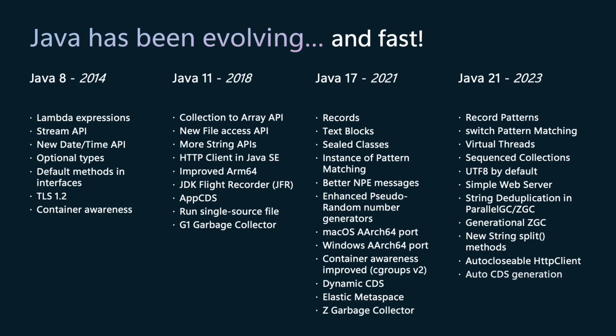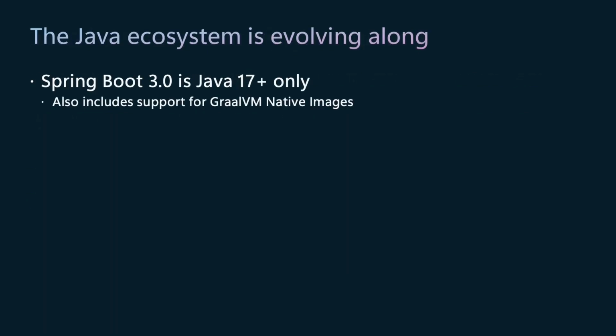Oh, there's a bunch of other features here that I forgot. The Java ecosystem is evolving together with Java itself. Spring Boot 3 got launched recently this year, 2023, and it only supports Java 17 now. If you have a Spring Boot application, and many customers do, and you want to take advantage of Spring Boot 3.0 and later versions, you have to move to JDK 17. But that's not a bad thing. That's a good thing. You're going to get a lot of benefits, as we saw before.